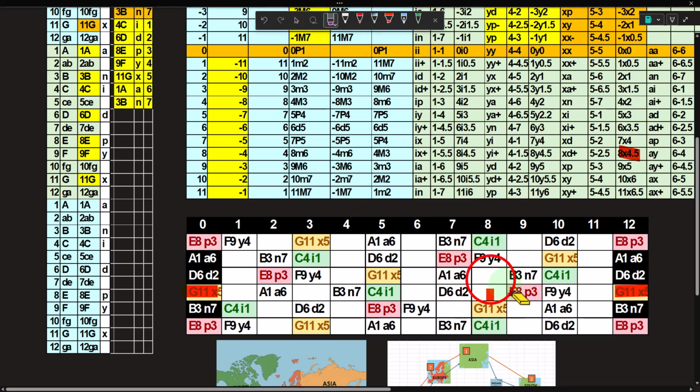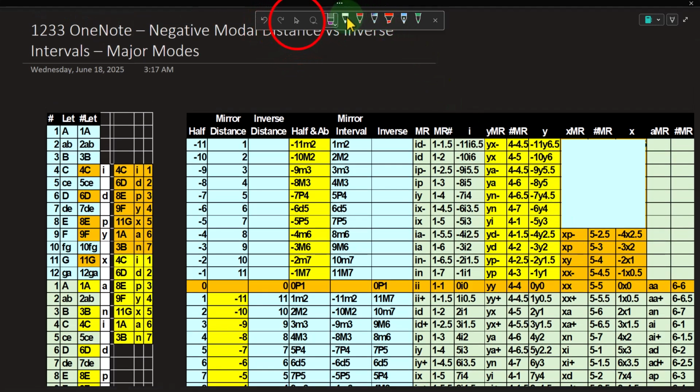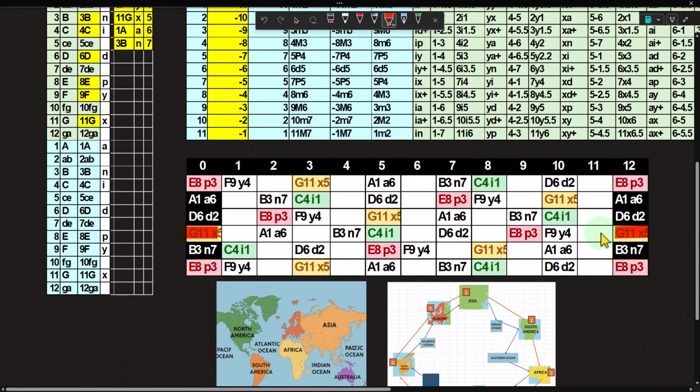Okay, so let's get rid of that one and this one, and then we're going to go up again. So now we're on this one, so now we're going a 6 note away. Here's that weird one, 6 notes away. If I go 6 notes away, it's going to be 1, 2, 3, 4, 5, 6 in the negative direction, which lands me in the Ionian Ocean.